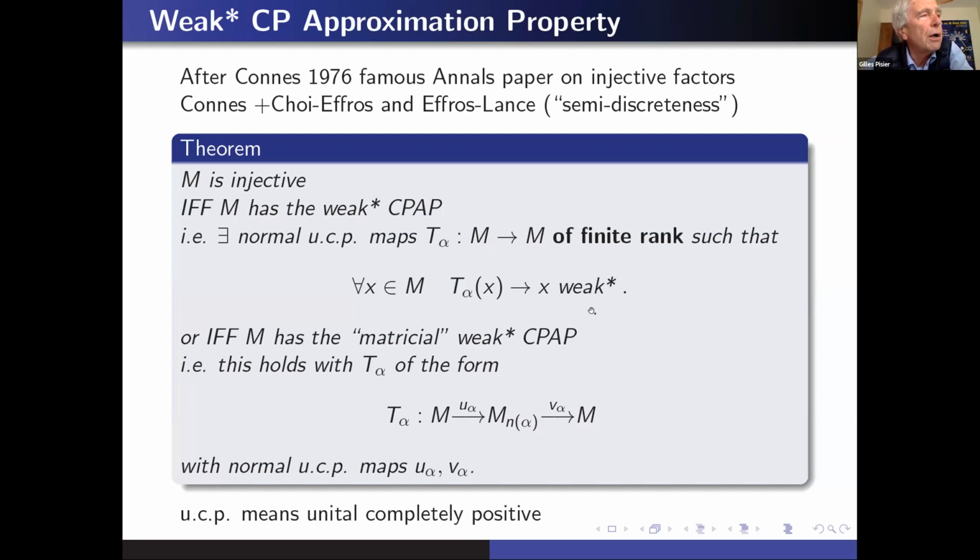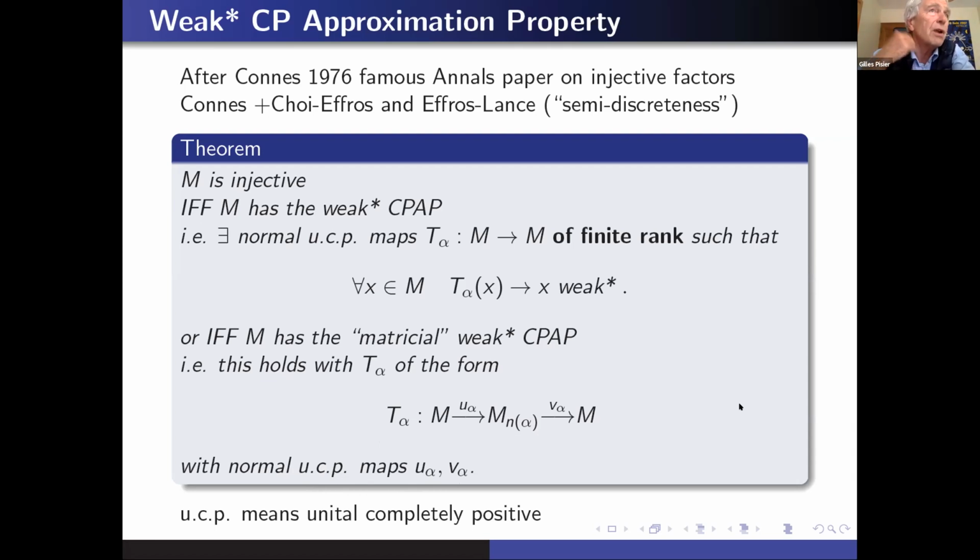Okay, so it's also equivalent to a matricial form of the weak star CPAP. This matricial form is that there exists a net, the same kind of net, but this time factorized through matrix algebras M of a finite dimension N alpha, with U alpha, V alpha, all normal maps, and now unital completely positive. UCP is the standard abbreviation for unital completely positive.